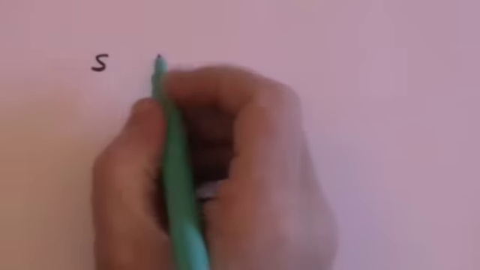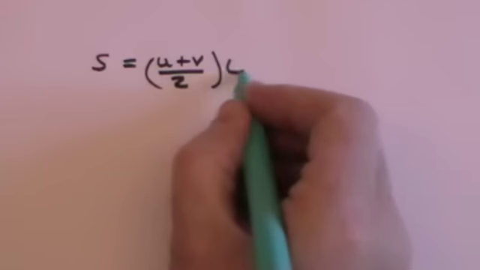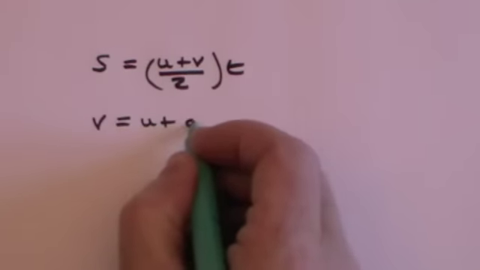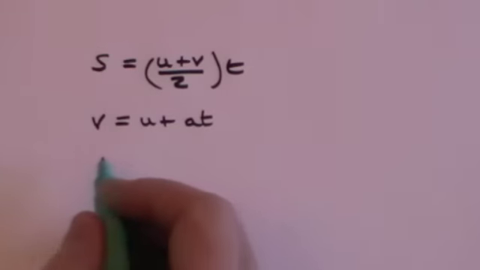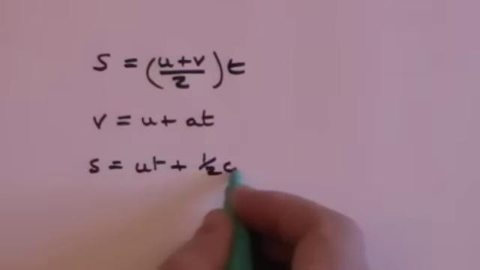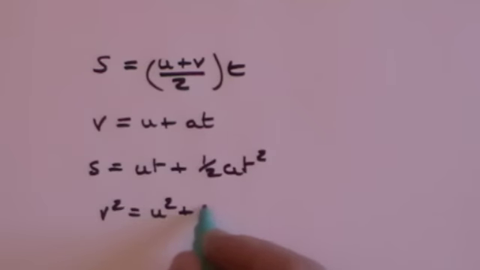So having done all of those, you might ask, what's the point? Well, let's just remind you of the 4 Suvat equations. The first is s equals u plus v over 2 times t. The second is v equals u plus at. The third is s equals ut plus a half at squared. And the final one that we just derived, v squared equals u squared plus 2as.